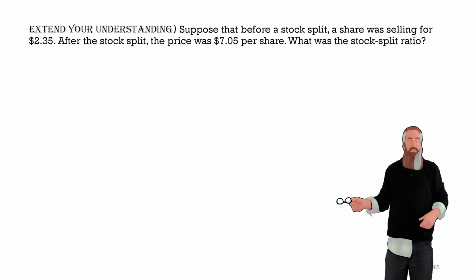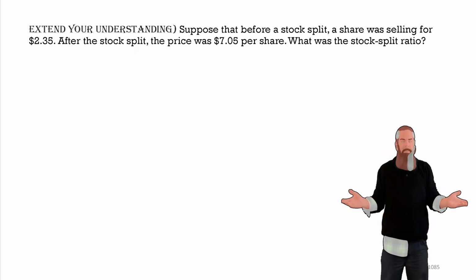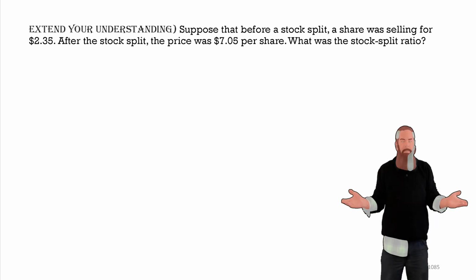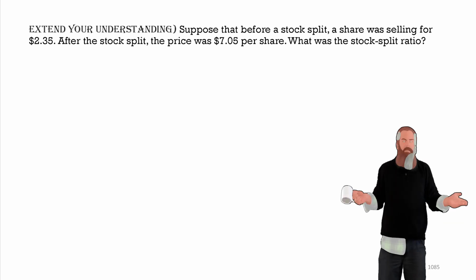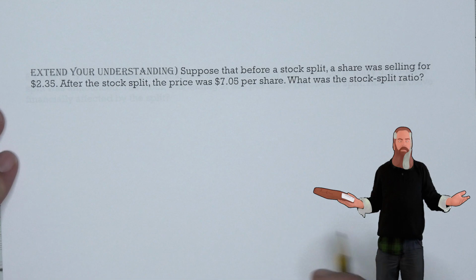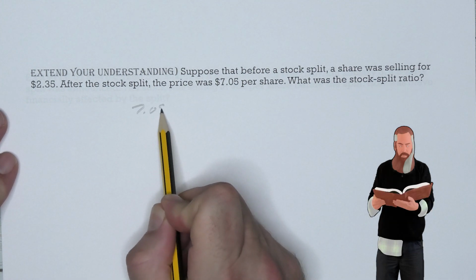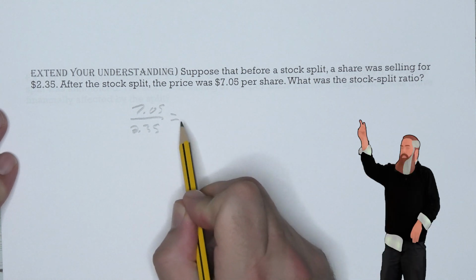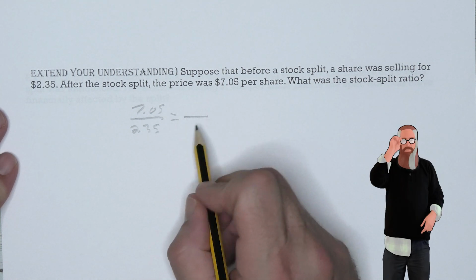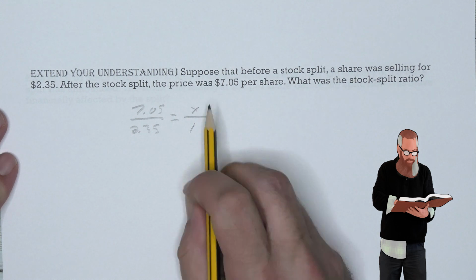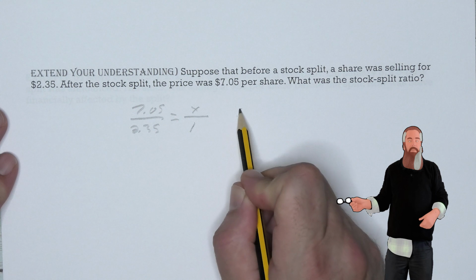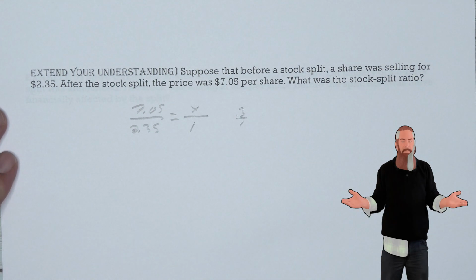Let's extend our understanding. Suppose that before a stock split, a share was selling for $2.35. After the split, the price was $7.05 per share. What was the stock split ratio? Well, if it ended at $7.05 and we divide that by 2.35, we need to know what that ratio would be, and it's some number for 1. 7.05 divided by 2.35 is 3, so we wind up with a 3-to-1 split.